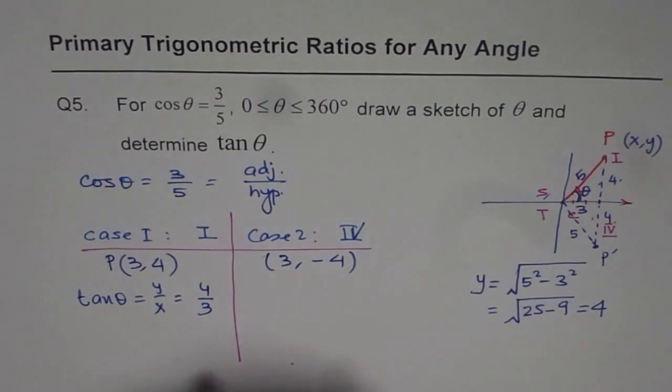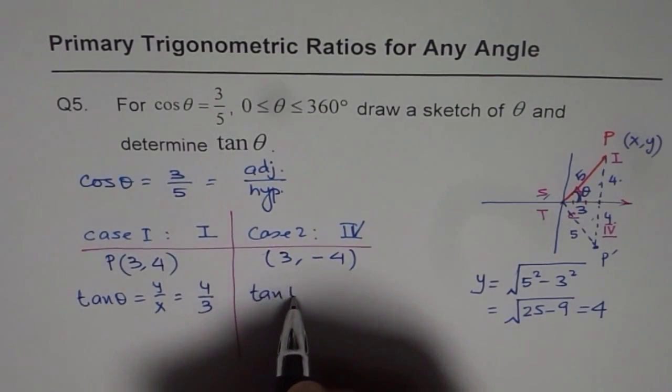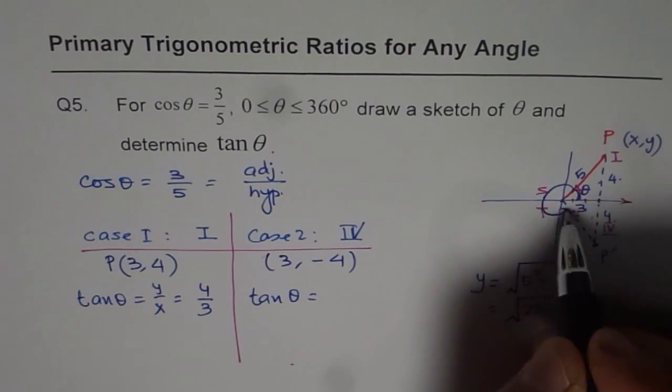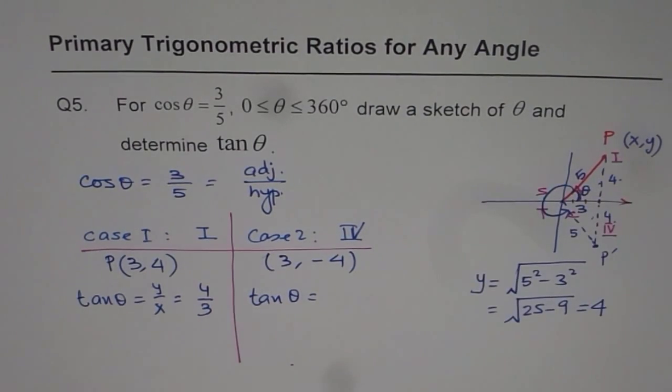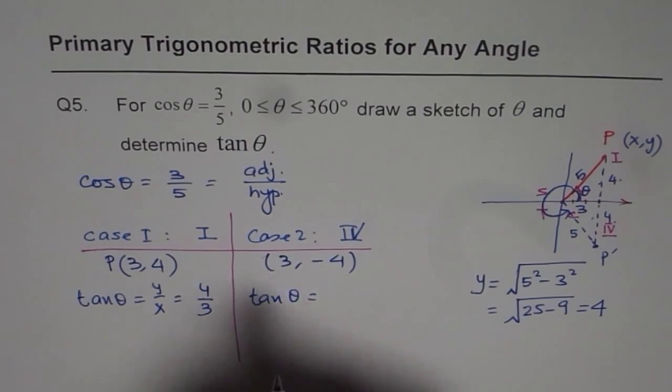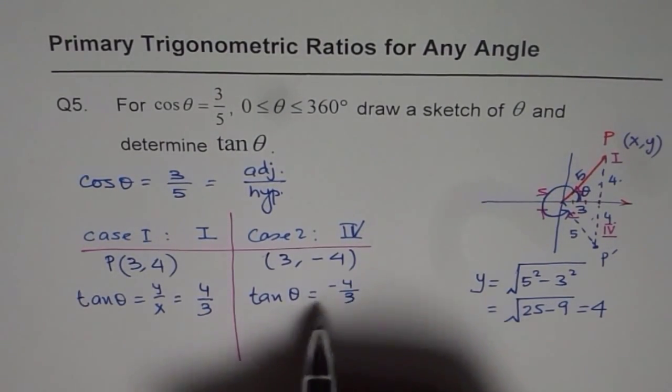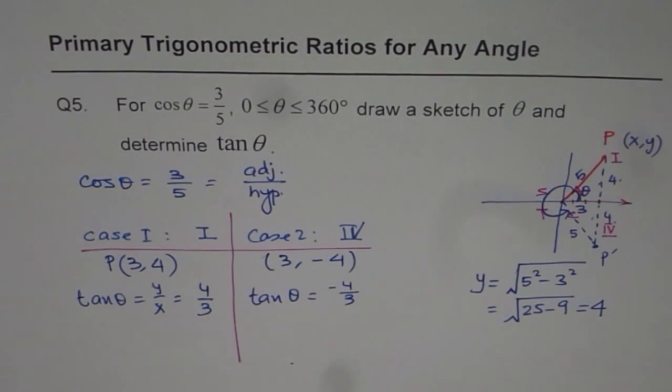But in the other case, where theta is this angle in quadrant 4, do you see that? Here, the value of tan theta is minus 4 over 3. It's a negative of 4 over 3. So we get two different answers.